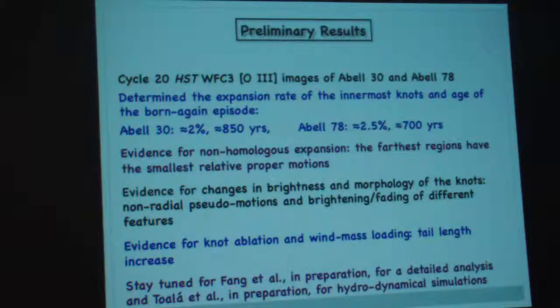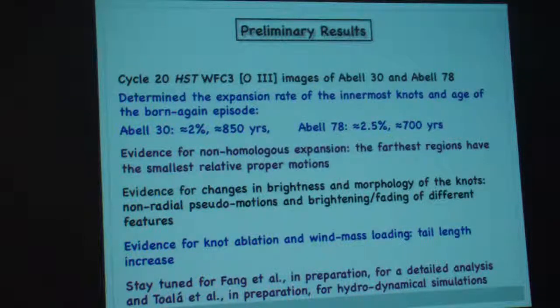So there is evidence for non-homologous expansion. The fastest regions have the smallest relative proper motion. And indeed, if you look at the bipolar outflows, they expand at faster kinematical speeds. Actually, they have lower relative proper motion, so they are being decelerated. Probably they are picking up more material, or they are getting farther away from the central star, which is the source providing them with momentum, and so their speed is going down with time.